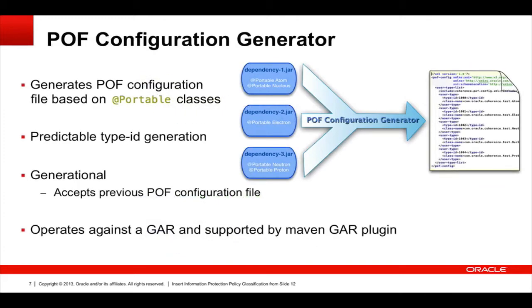So to alleviate these concerns, in Coherence 12.1.2 we've introduced a new feature called the POF Configuration Generator. The basic principle is to generate the POF configuration file based on discovered class files that are annotated with the portable annotation.